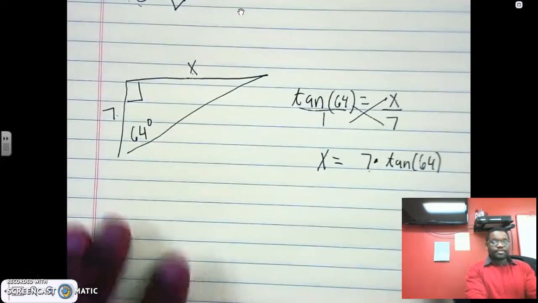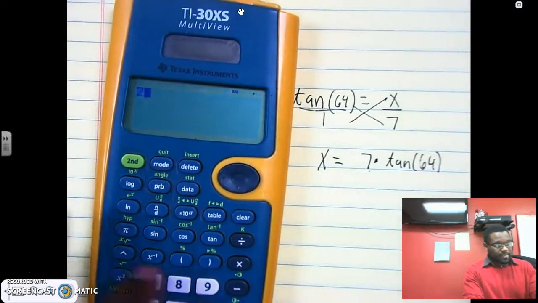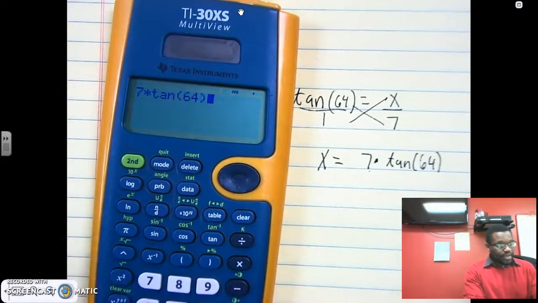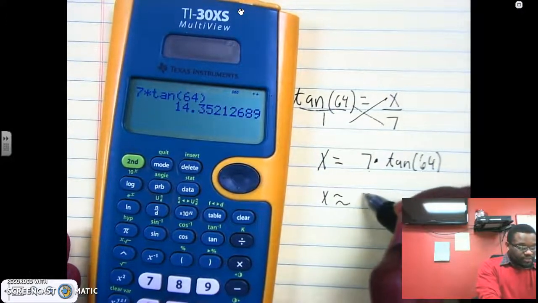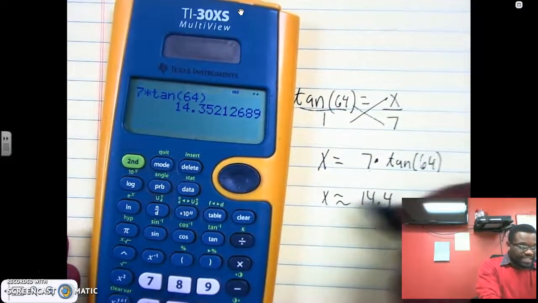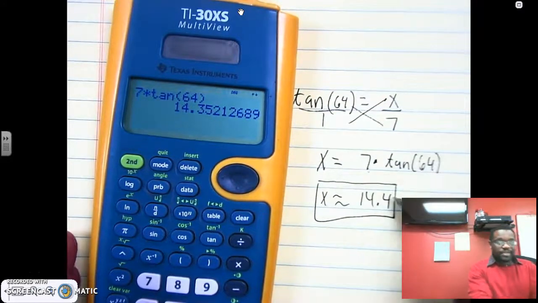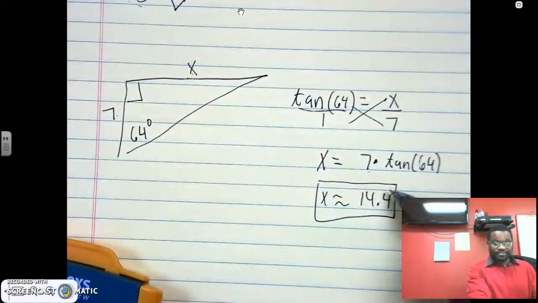All right. So what I'm going to do is grab my calculator, and I'm going to say 7 times the tangent of 64, and then that gives me x is approximately equal to 14.4. Again, I didn't tell you how many places to go. Notice I didn't put a degrees on that because that's not an angle. It's a side.